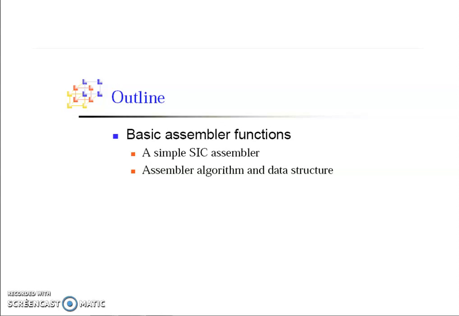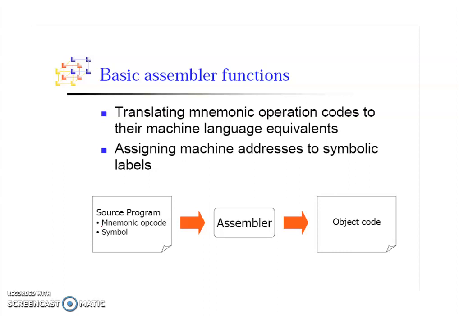In this video, we will be learning about the assembler, its functions, and the data structures that are being used. So here we will be considering a simple SIC assembler. In the main assembler functions, it includes translating the mnemonic operation code to their machine language equivalent and assigning machine addresses to the symbolic labels.